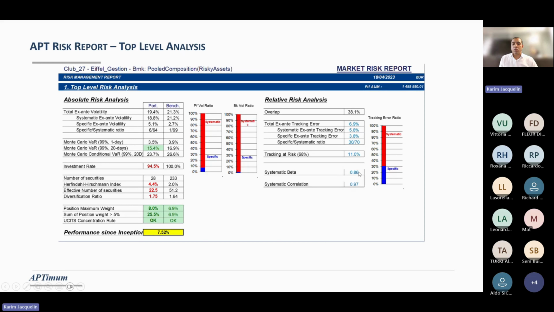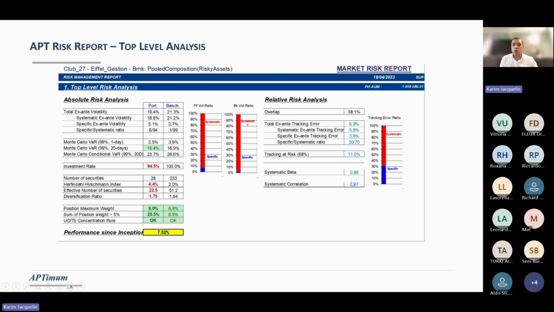So if you have a beta to the benchmark that is inferior to 1, it means that you are more defensive than your benchmark. If it's superior to 1, it means that you own a portfolio that is more aggressive than the benchmark. When you analyze the beta, it's important to also look at the correlation, at the systematic correlation. So the systematic correlation is an indicator ranging from -1 to +1. The higher the correlation, the higher the linear relationship is between the portfolio and the benchmark.